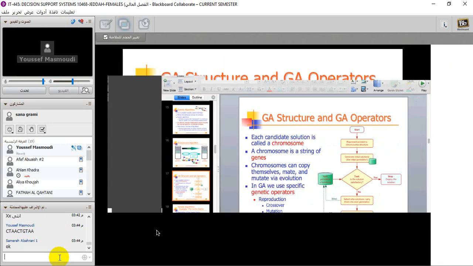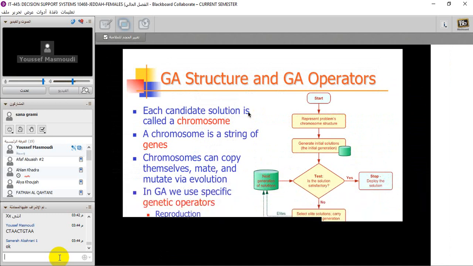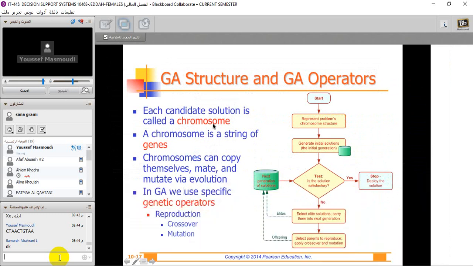So let's see this example. Each candidate solution is called a chromosome. Each person has a chromosome. A chromosome is a string of genes. Chromosomes can copy themselves, mate, and mutate via evolution. In a genetic algorithm, we use specific genetic operators, which are reproduction, containing the crossover, and the mutation.